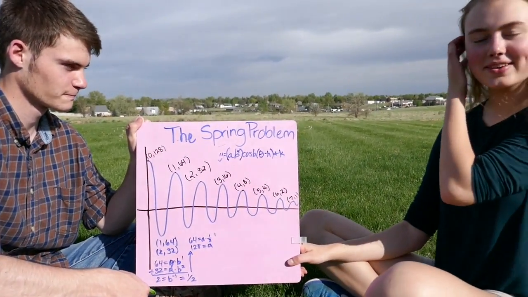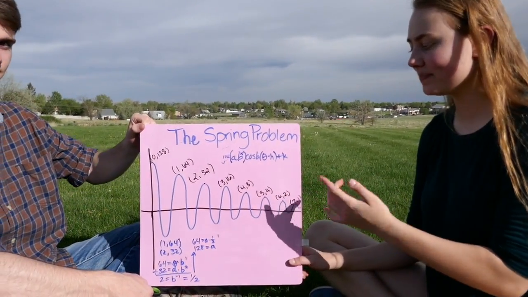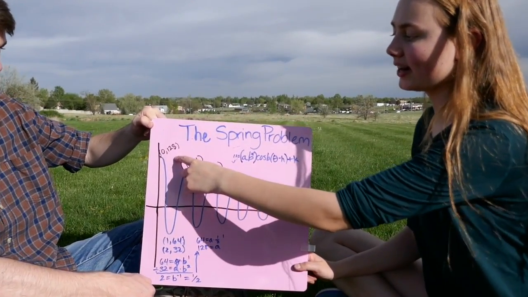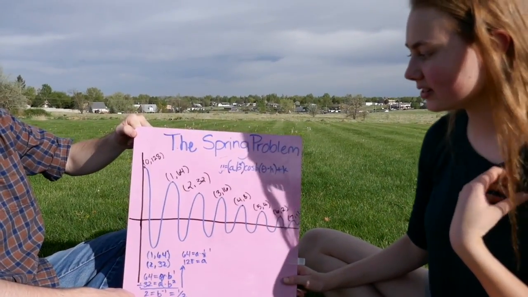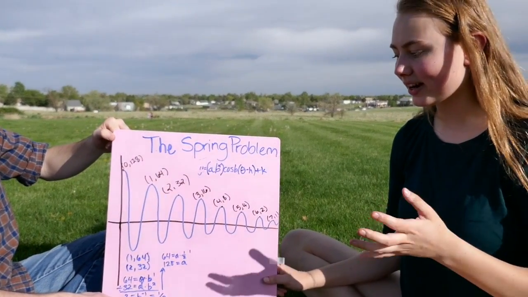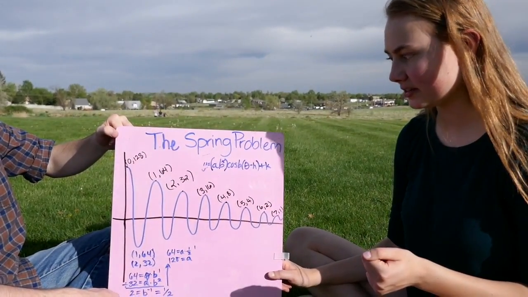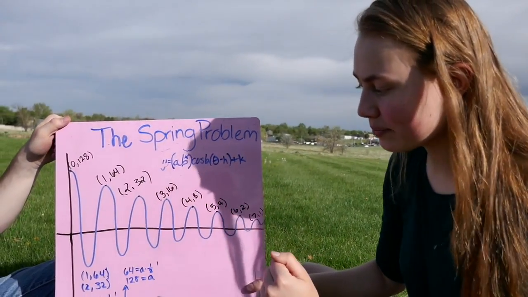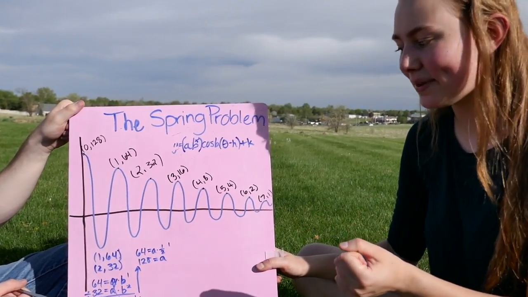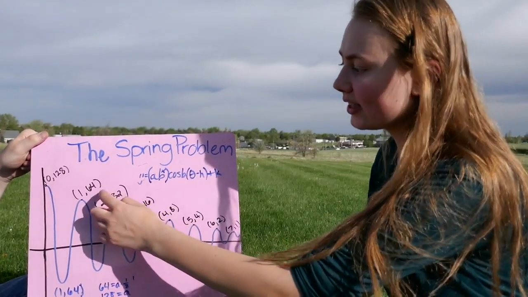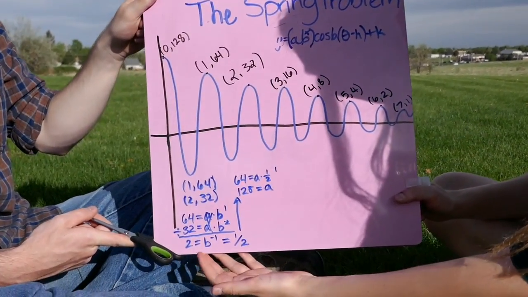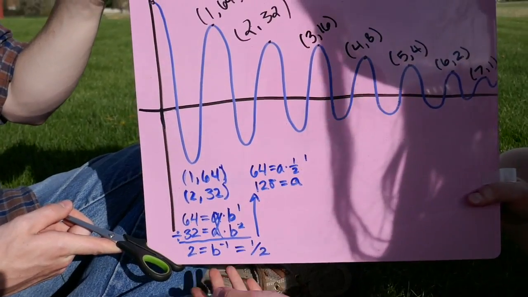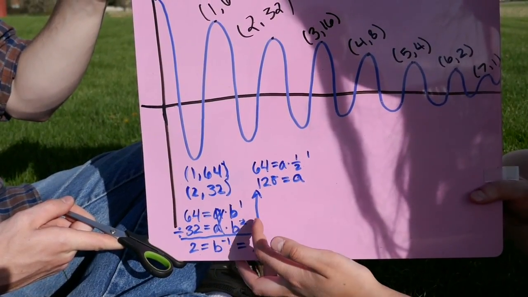Okay, so first we're solving for the exponential part of this equation. Because the ball is at a height of 128 centimeters after Avery jumped off, we know that our a value is 128. To find b, we can take points from the graph and plug them into the equation y equals a times b to the x. So we're plugging in this point first to get 64 equals a times b to the first power, and then plugging in this point to get 32 equals a times b squared.